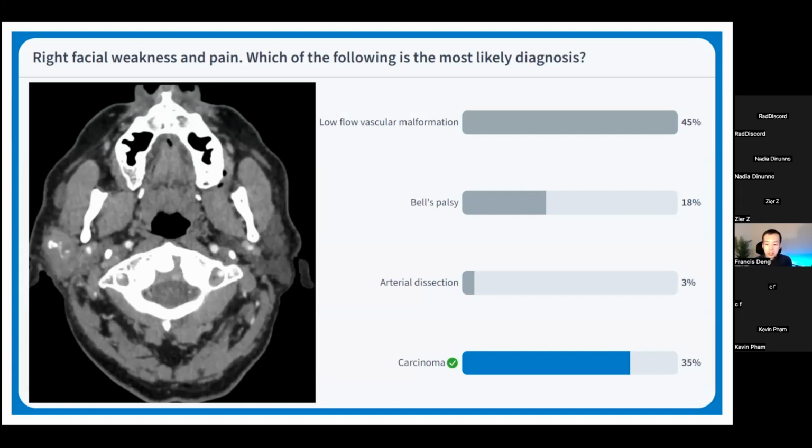Okay, a third of you, or 35% of you, got the correct answer, which is carcinoma. So what we see in this case is a patient presented with right facial weakness and pain. They got a CTA of the head and neck because they wanted to evaluate for an intracranial abnormality, like a central etiology of facial paralysis, but there was no infarct or hemorrhage that would explain that.